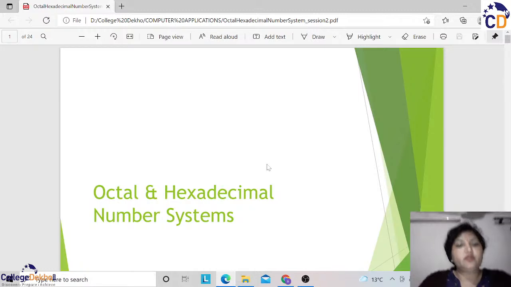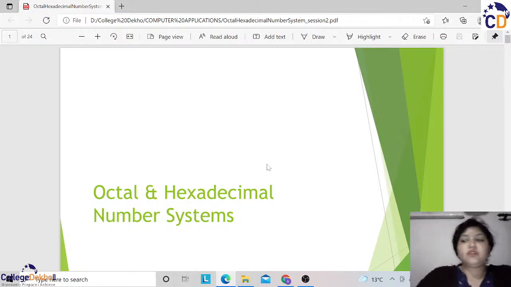Good evening, everyone. Today's session is on octal and hexadecimal number system. Here we are going to learn how we convert numbers into different formats, into different number systems. In my previous session, I discussed what octal numbers, hexadecimal numbers, binary numbers, and decimal numbers are. Based on that, we are going to apply the formula.